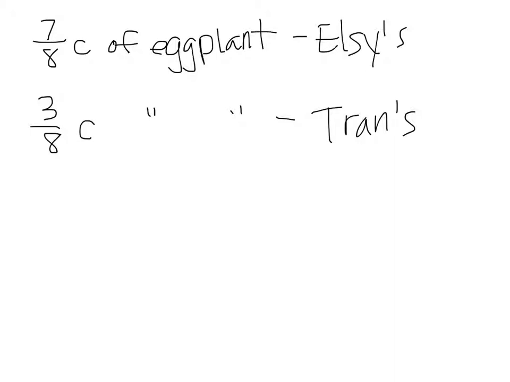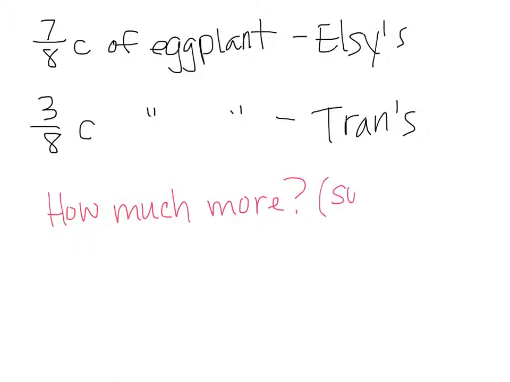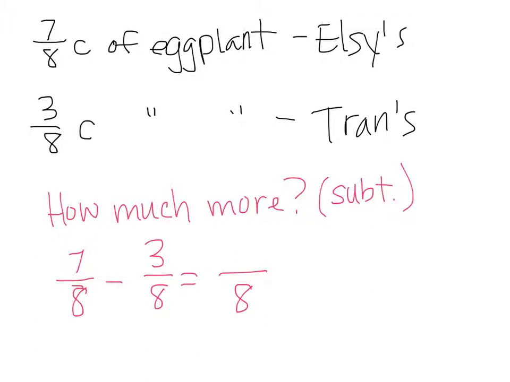When I hear that, how much more, what should be triggered in my head? What operation should I be thinking in my head? Evan. How much more? Subtraction, right? You're comparing, right? So subtraction is what you should be thinking in your head. So if I take 7/8, which was Elsie's recipe, compared to 3/8 from Tran's recipe, I have a difference of how much? 7/8 minus 3/8, the 8 stays the same, and 7 minus 3 is 4.